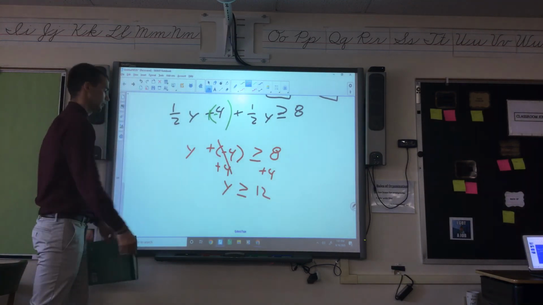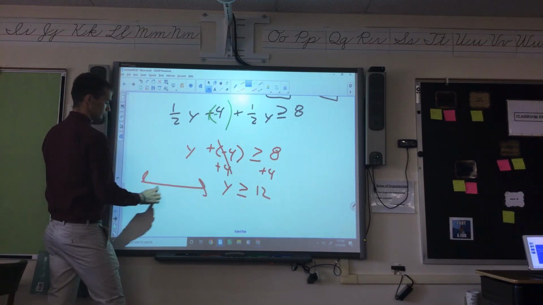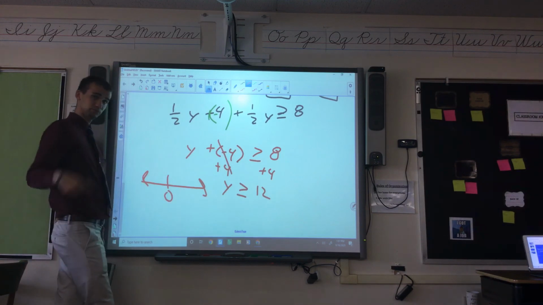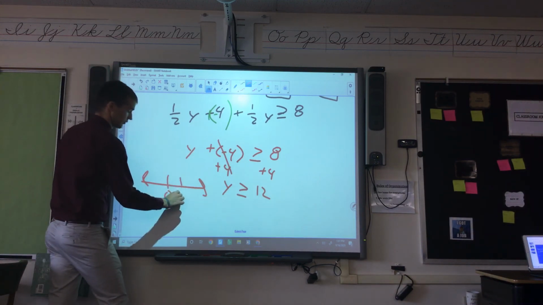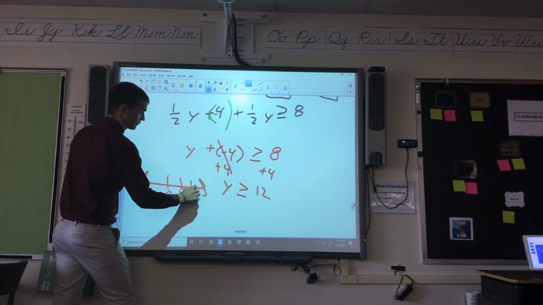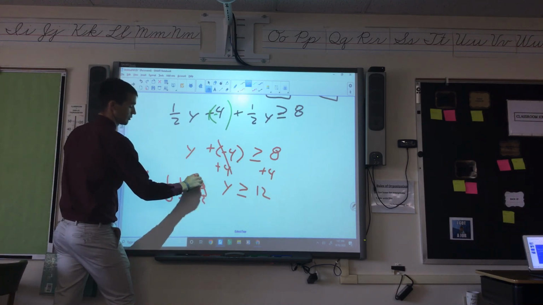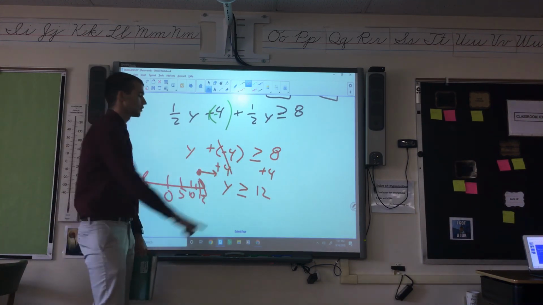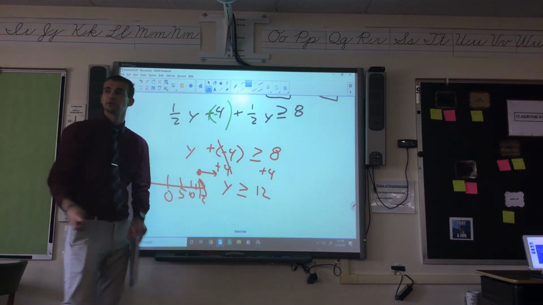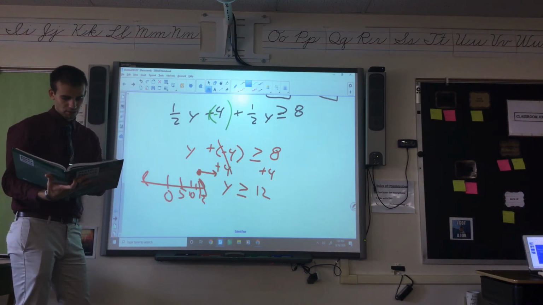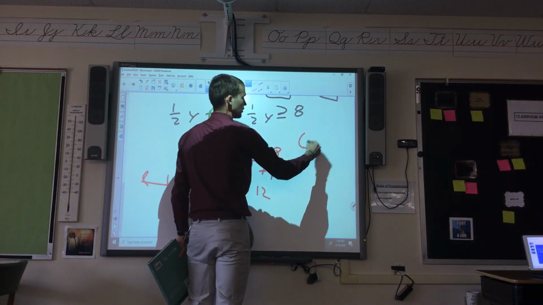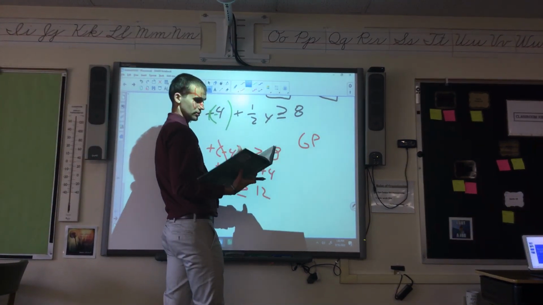And then again, you graph the solution set. Remember, this is greater than or equal to, so I'll do 5, 10, 11, 12. Closed circle, pointing to the right because that's where it's pointing. Greater than or equal to, less than or equal to means closed circle. Alright, and then you guys can work on guided practice 1 to 2.